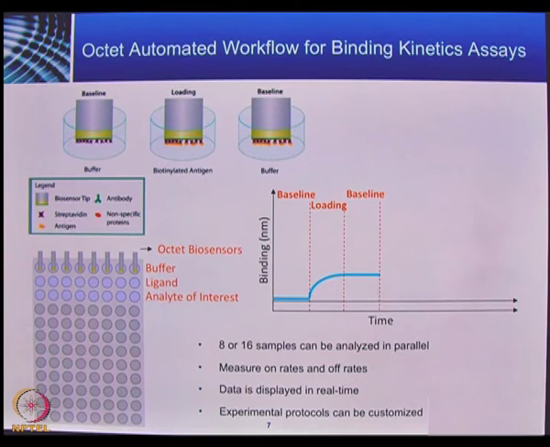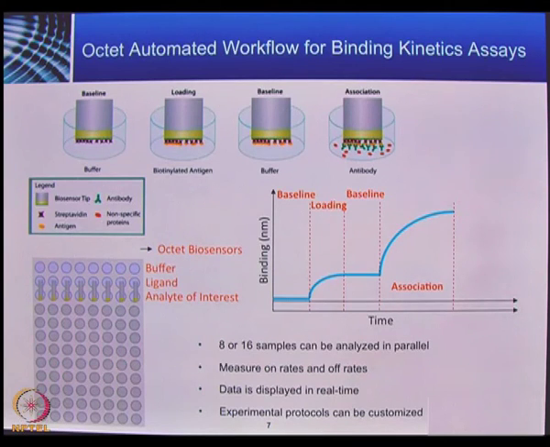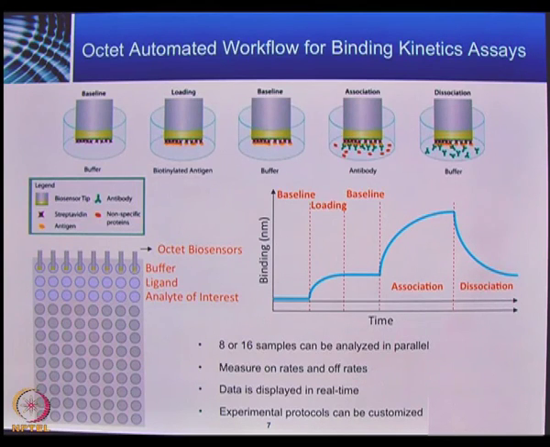Afterwards, the biosensor is then moved back to the buffer. Then we can get the baseline before the real interaction happens. As a fourth step of the interaction, the biosensor is moved into the wells which contain the analyte of interest. The analyte of interest will bind to the ligand which has already been immobilized on the biosensor. And from here, we can get the association curve between the analyte and the ligand. And as a last step of this analysis, the biosensor is moved back to the wells which contain a buffer. Then in the buffer wells, the analyte will dissociate from the ligand and we can generate the dissociation curve.